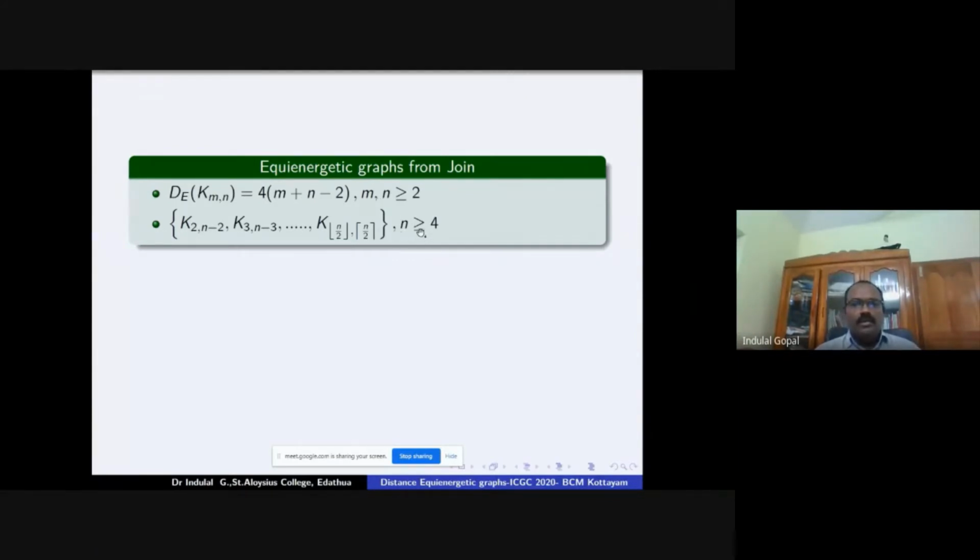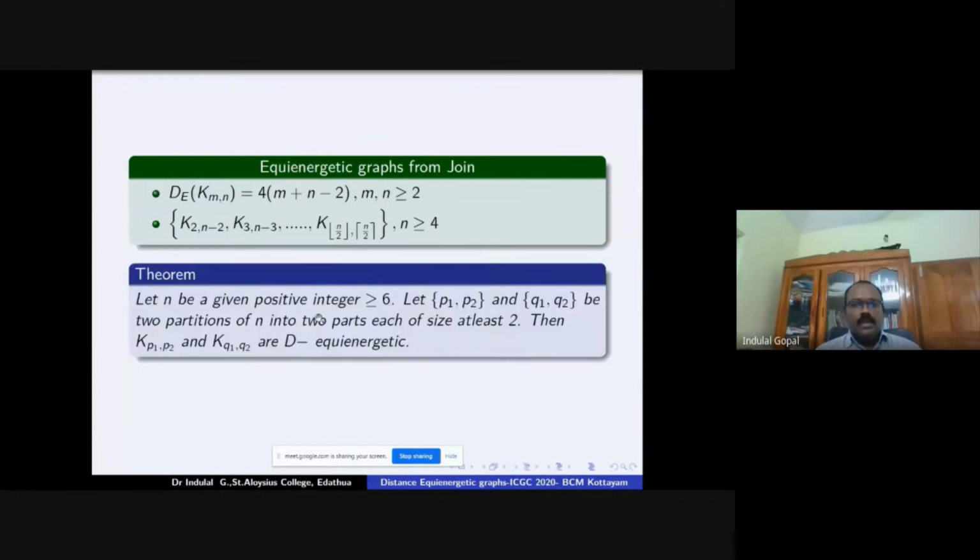For n greater than or equal to 4, we have K_{2,n-2}, K_{3,n-3}, etc., up to K_{floor(n/2), ceiling(n/2)}, which forms a family of distance equi-energetic graphs. And more precisely, if n is a given positive integer greater than or equal to 6, then let p1, p2 and q1, q2 be two partitions of n into two parts of size at least 2. Then K_{p1,p2} and K_{q1,q2} are distance equi-energetic.